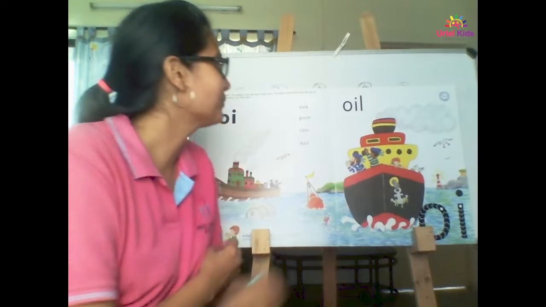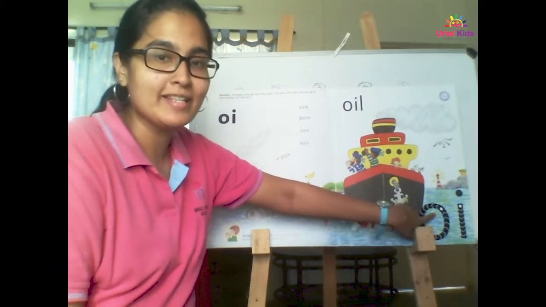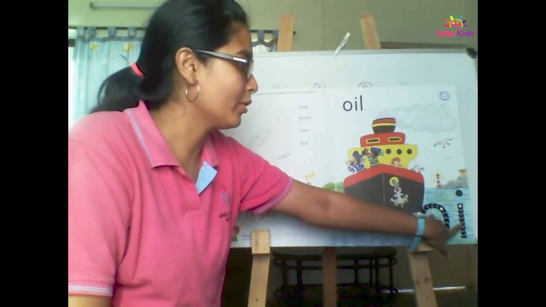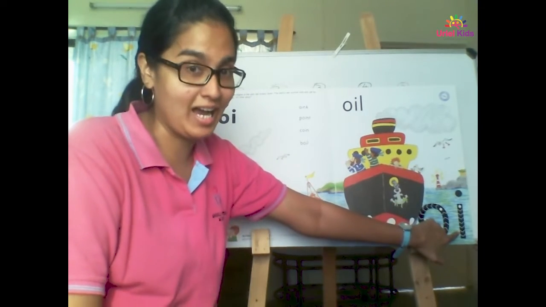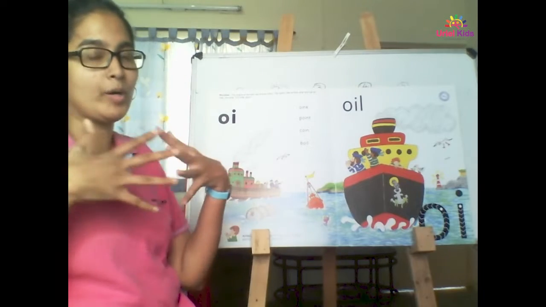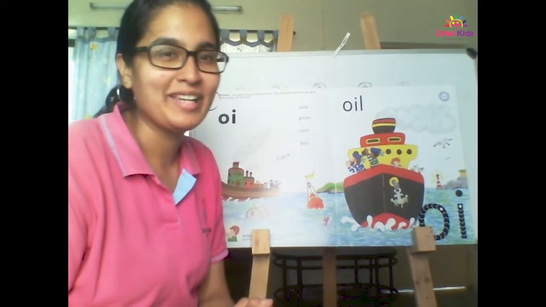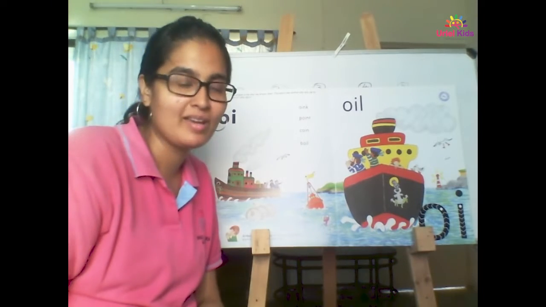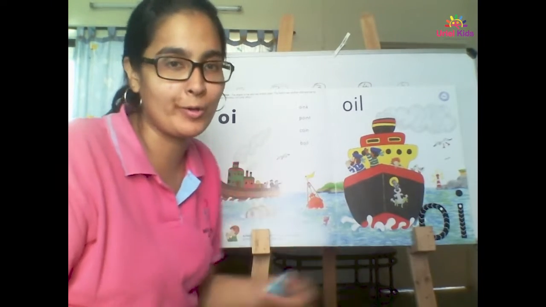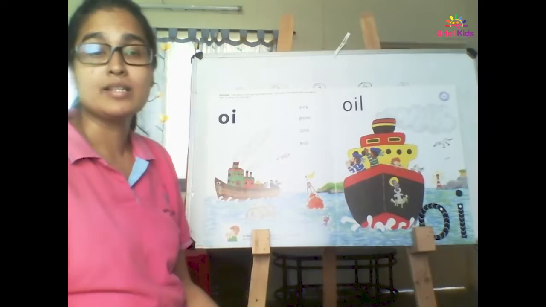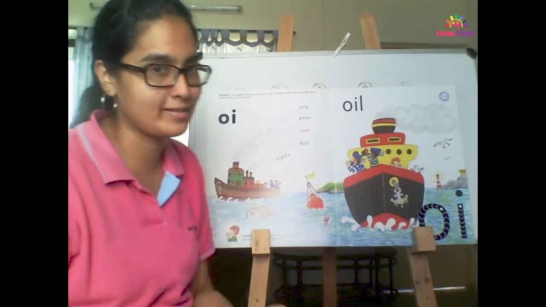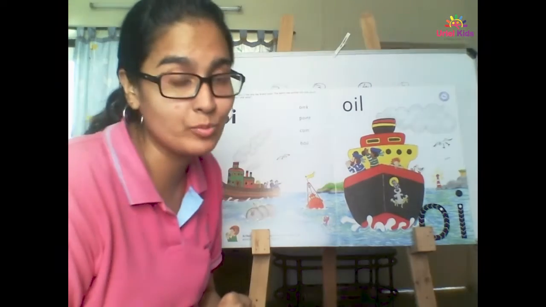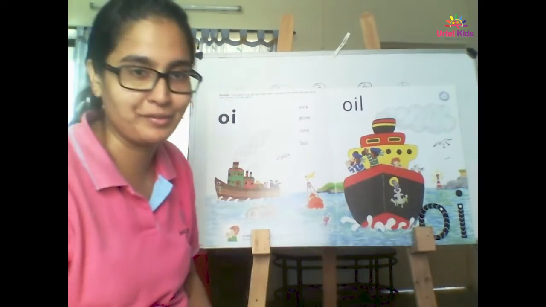Let us see. So this is a vowel which is O. What vowel is this? It is I. When these two vowels are put together, they make the sound oi. Okay, what is it? Oi. Now before we discuss anything further, let us quickly move on to the story part for this digraph.